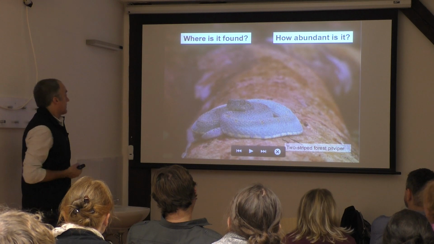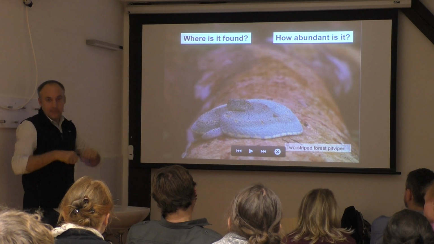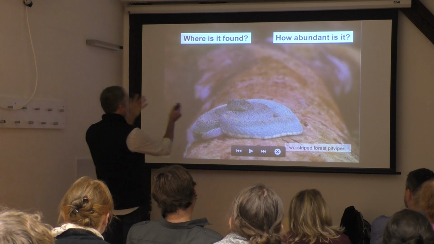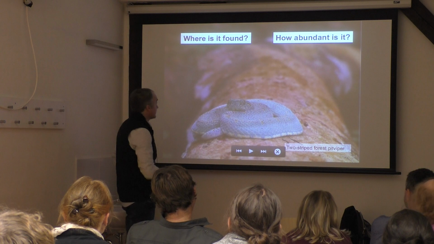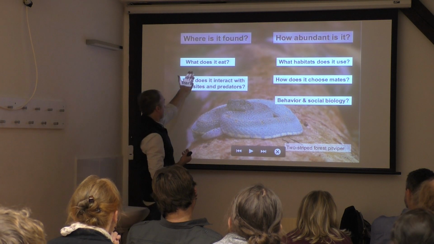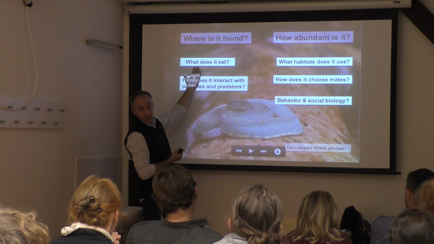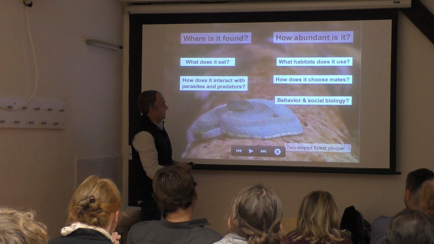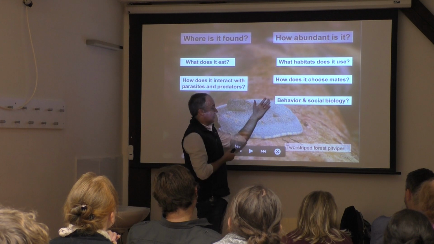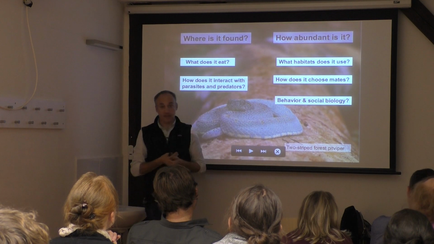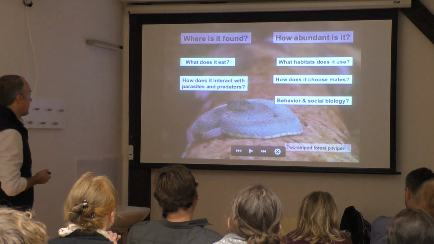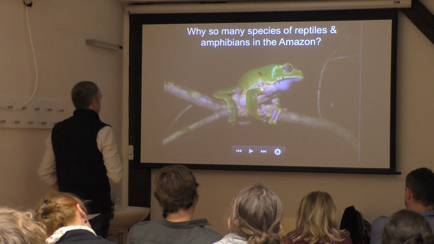Except for a very small number of point samples from communities where we have some biased estimates of what those things might look like, we really do not know the answers to these for almost any species of neotropical reptiles and amphibians, let alone all these other things. In most cases we don't know what things eat, we don't know how they interact with parasites and predators, we don't know what habitats they use, we don't know how they choose mates, we know almost nothing about their behavior and social biology and so on. So there's a huge knowledge gap here, and I think it really limits what we can say about the causes of the latitudinal diversity gradient.